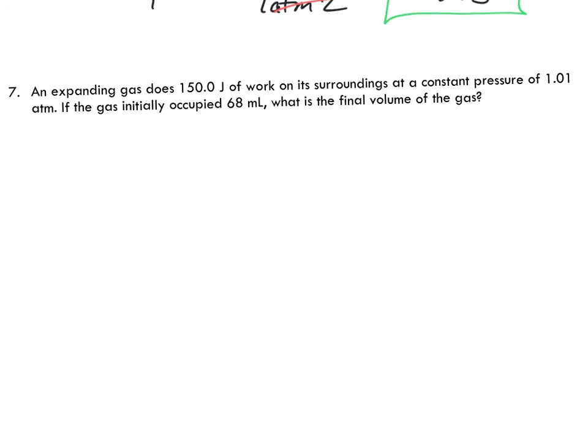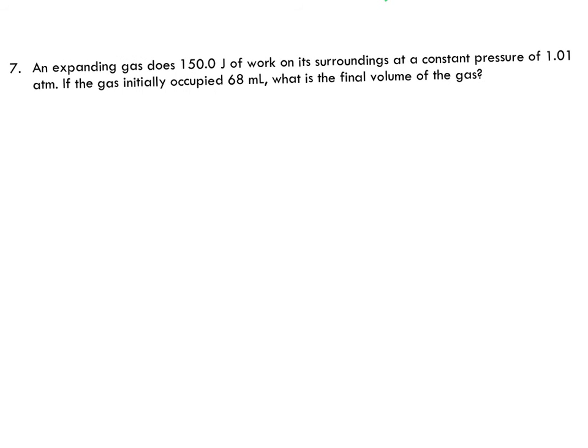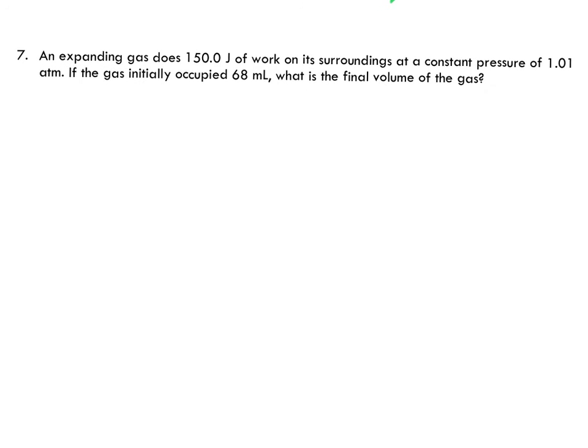All right, the last question on this video is going to be number 7. An expanding gas does 150 joules of work on its surroundings at a constant pressure of 1.01 atm. If the gas initially occupied 68 milliliters, what is the final volume of the gas?